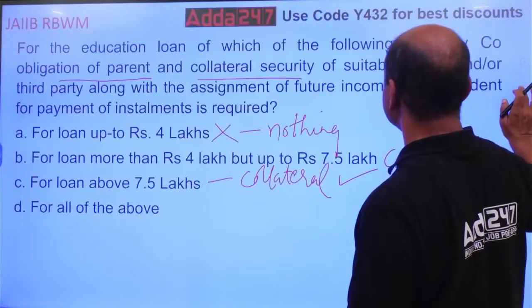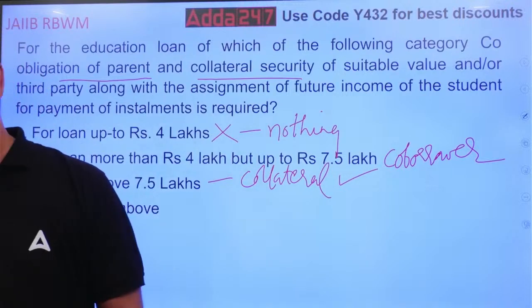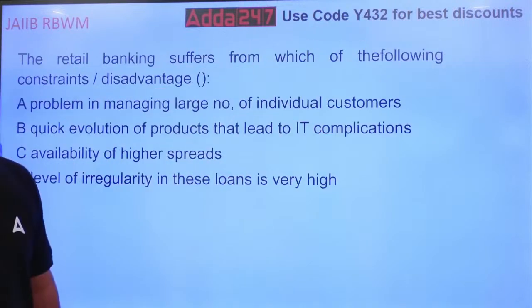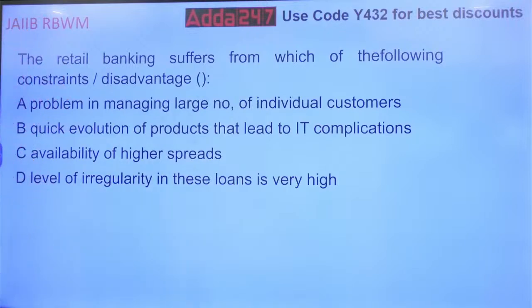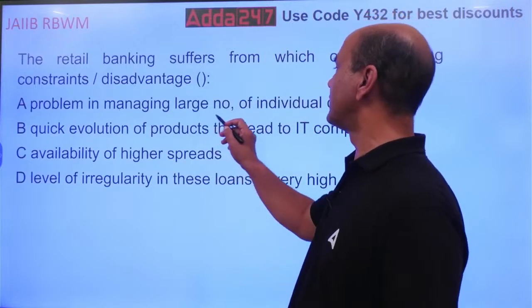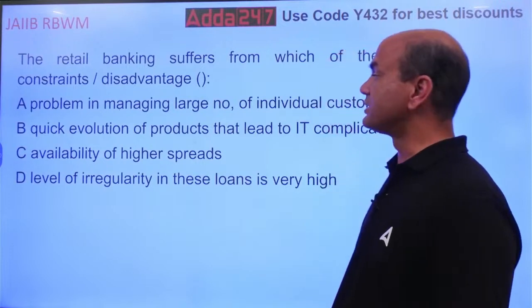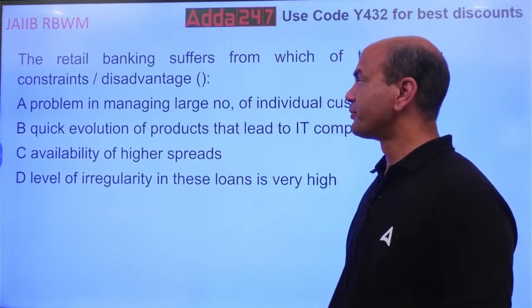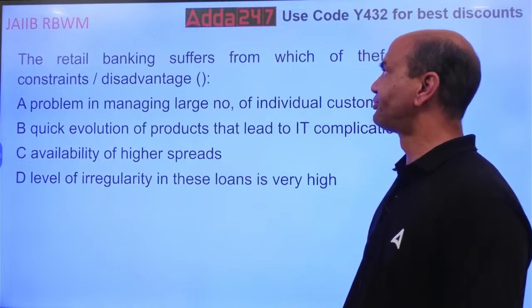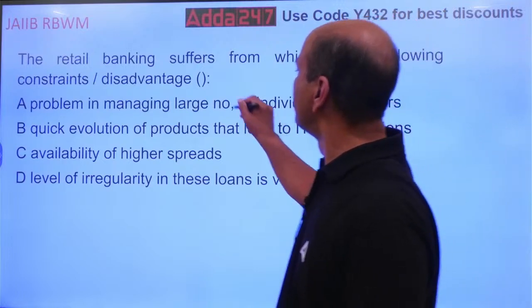Next. The retail banking suffers from the following constraints or disadvantages. So what are the disadvantages of retail banking? Constraints, limitations. A problem of managing large number of individual customers. Is it so? Do we have to manage large number of customers? Quick evolution of products. In fact, I would say higher spreads. Which one is incorrect?